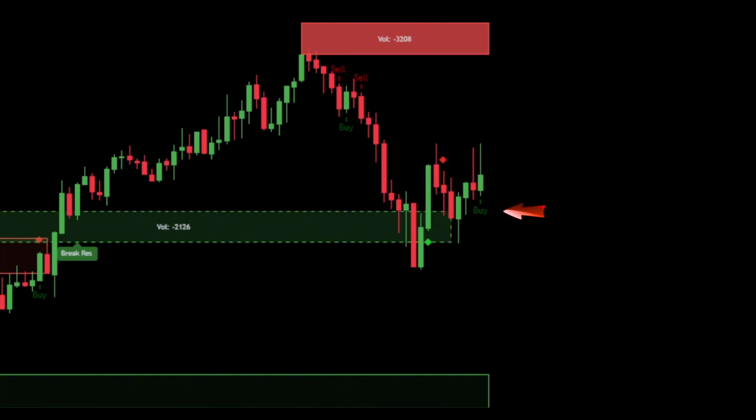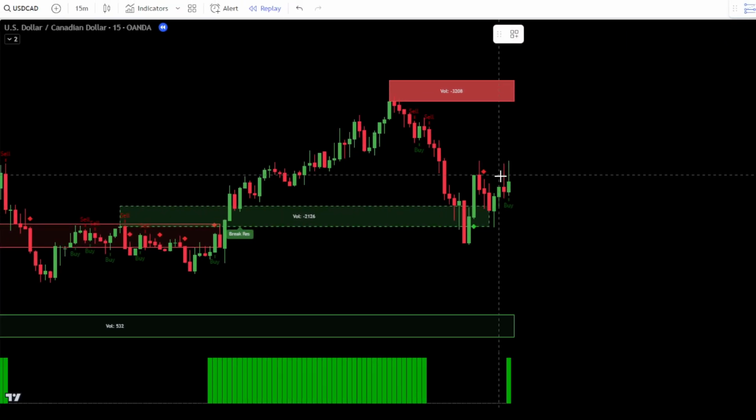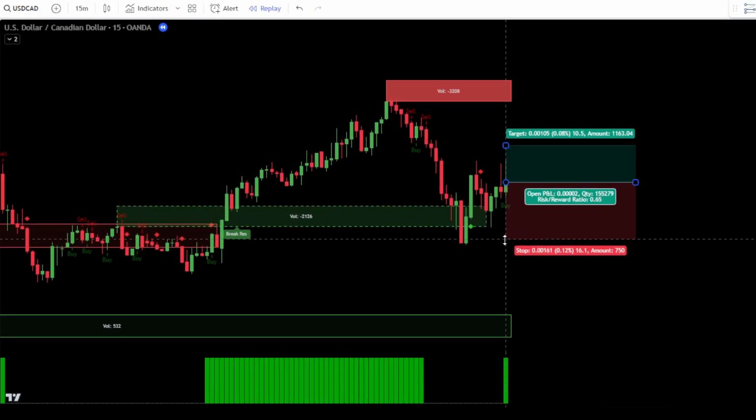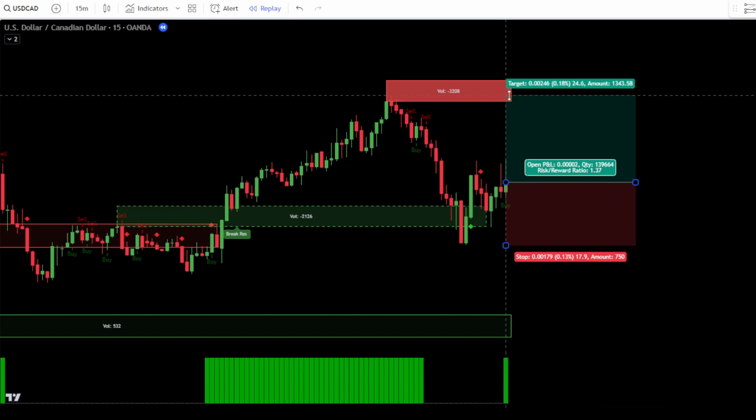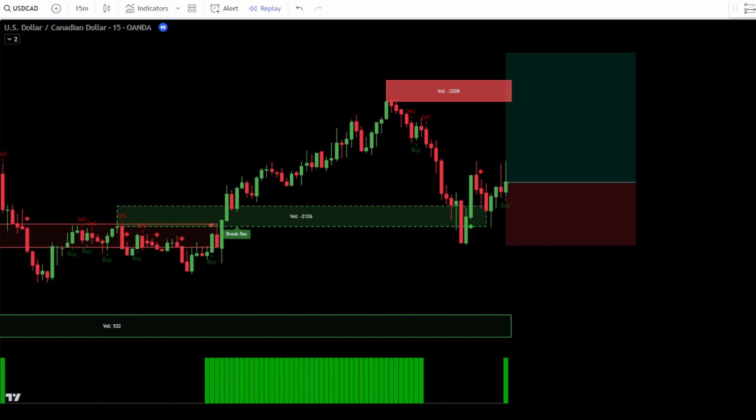Then, wait for a buy signal to appear from the EMA Scalper indicator. Confirm that the candlestick formed is a bullish candlestick. If all conditions are met, you can place a buy order after the bullish candlestick has closed. Place your stop loss at the most recent low. Set your take profit target using a risk-reward ratio of 1 to 2.